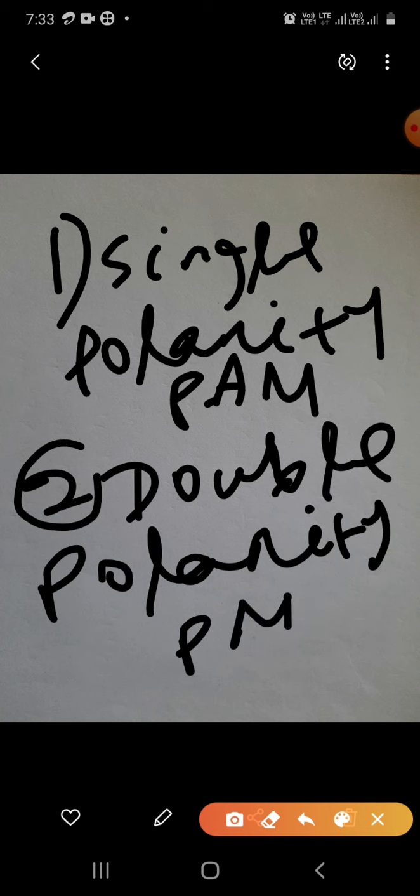When I'm talking about single polarity PAM, a suitable fixed DC bias is added to the signal to ensure that all the pulses are positive. Similarly, in the double polarity PAM, the pulses are both positive and negative. Because of that, this is a double polarity PAM. When it is positive only, then it is single polarity PAM.